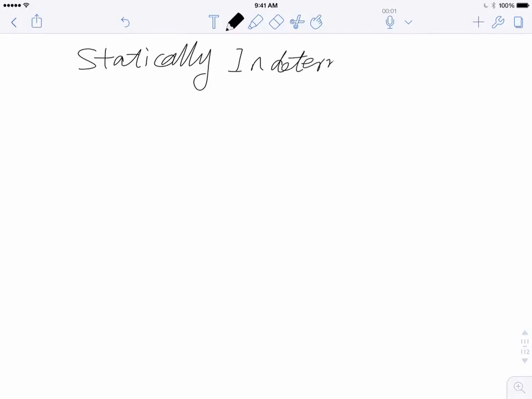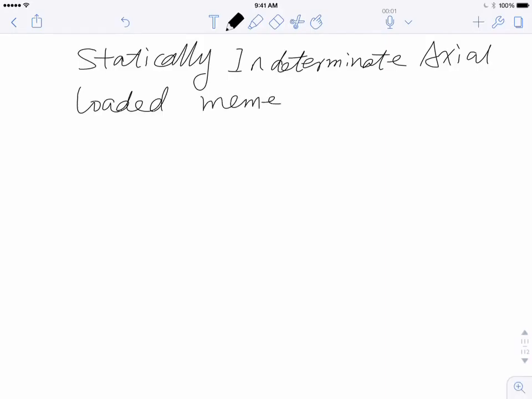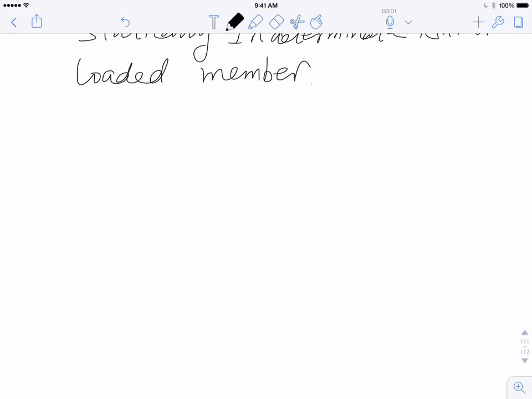Okay. Alrighty, so the next topic I want to mention is a statically indeterminate axial loaded member. Alright, it's a very weird name. I don't know why they came up with this name. Why do they have to use this complicated word, like indeterminate, right? But once I draw that for you, you will know exactly what it is. What does that mean? Okay.